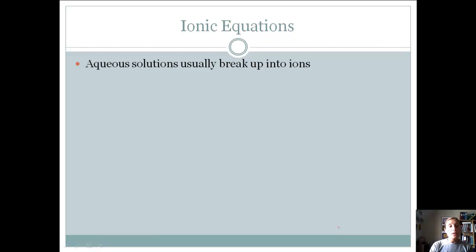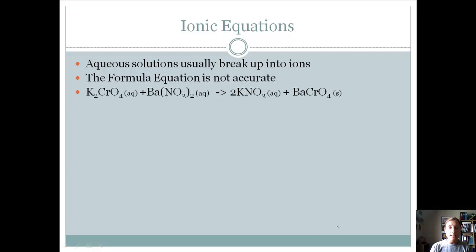Okay, we know the aqueous solutions usually break up into their ions, so that's why we get the AQ. So what this means is that the formula equation, the one that we just wrote in the example, is not really accurate because it's showing the compound together even though it's aqueous. And so what we need to do then is come up with another way to represent that. So here's our formula equation.